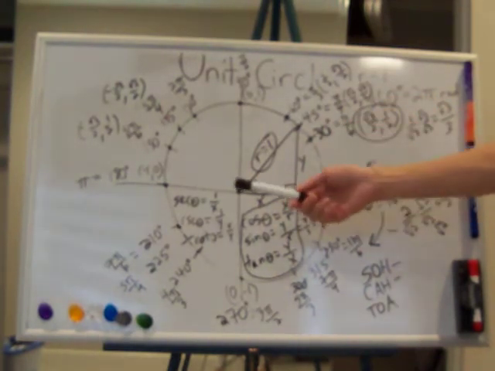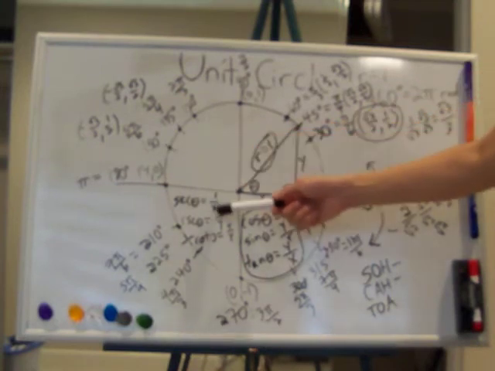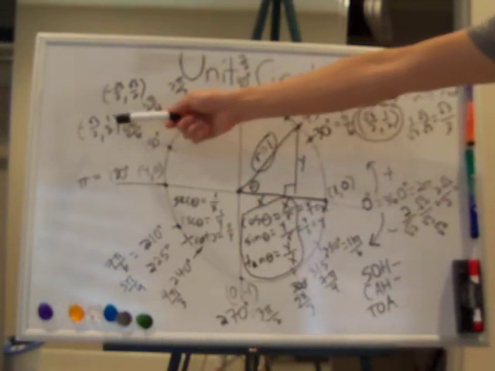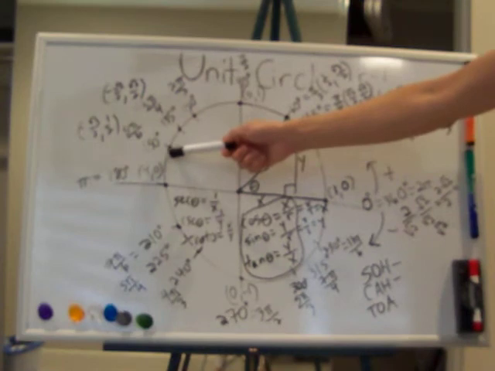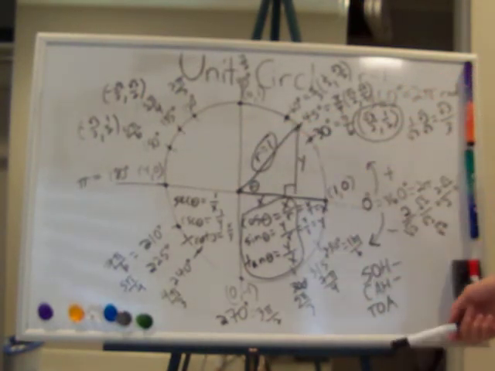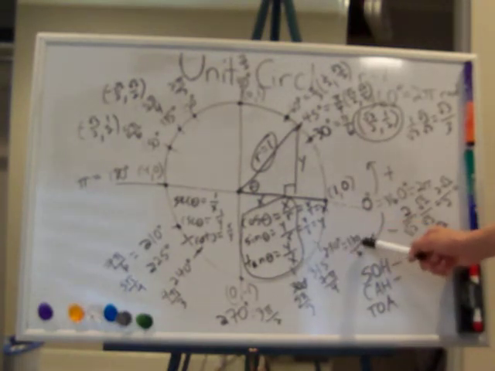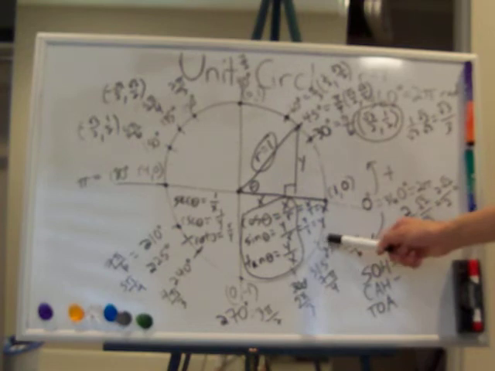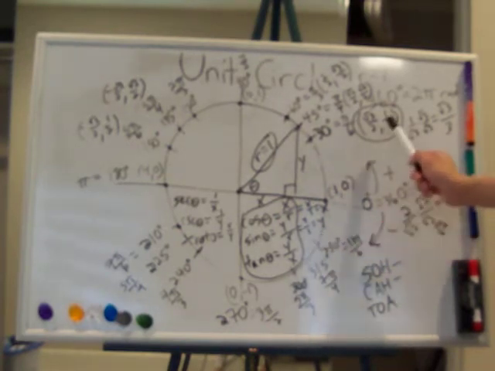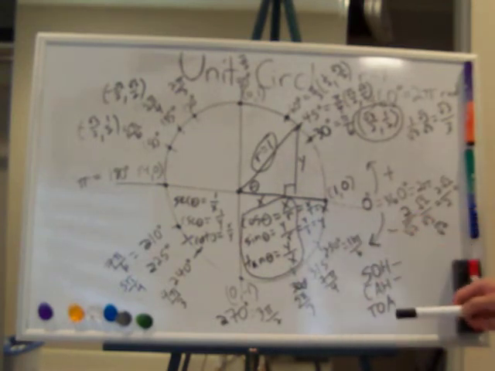Okay, so how about cosecant of 5 pi over 6, right? So y value is 1/2. Reciprocal of 1/2 is 2. So cosecant of 5 pi over 6 is 2. Simple, right? What about cosecant of 11 pi over 6? What's the y value here? Y value here is going to be negative 1/2. Reciprocal of negative 1/2 is going to be negative 2, right? So cosecant 11 pi over 6 is going to be negative 2, all right?